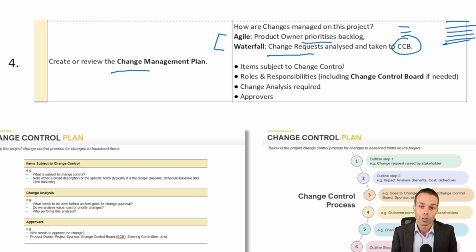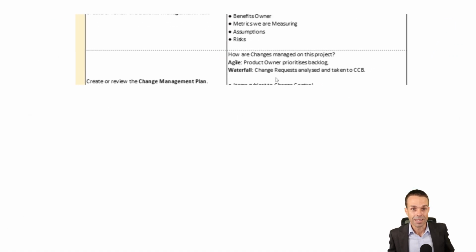So we want to look at the items that are subject to change control, the roles and responsibilities, including the change control board, and that could just be the project manager, or it could be the project sponsor, or it could be a few executives in the business included, so depending on the organization. Any change analysis required, and who approves those changes when we need to make them.